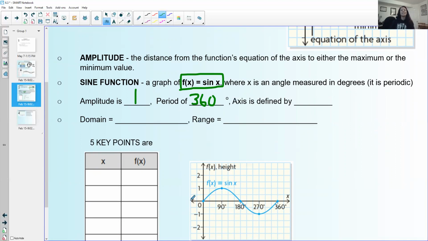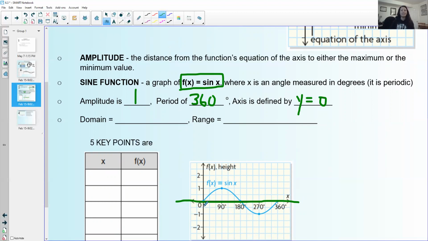Okay. The axis is defined by the equation x equals 0 because it happens, oh, sorry, y equals 0. It happens when the y value is 0. Okay.